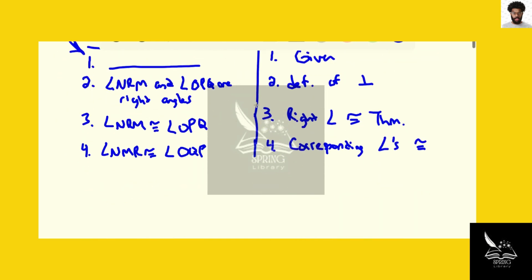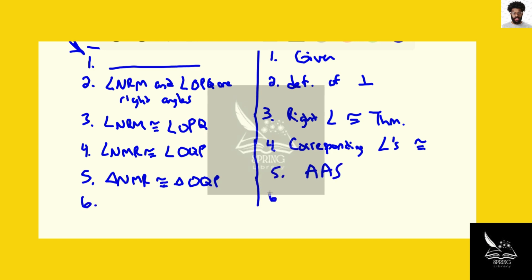And then we have two pairs of corresponding angles and a pair of corresponding sides that are congruent. So now we can say triangle NMR is congruent to the full triangle OQP, and that would be by angle, angle, side. And this would mean that NR is congruent to OP.